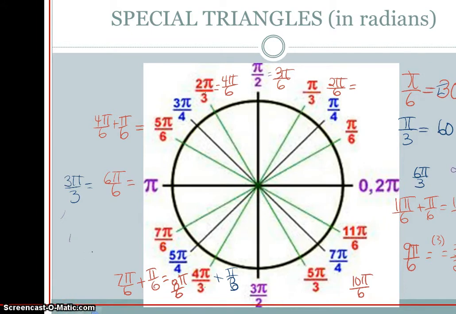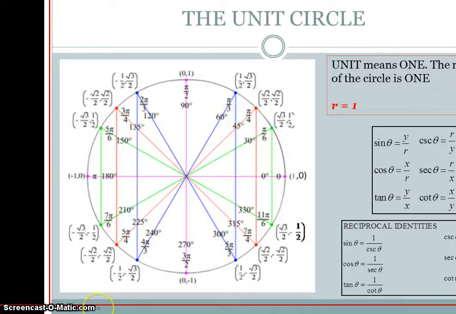So this is something that you should practice and kind of memorize where these units are. Make sure that you know the key ones. Pi over 6 is 30 degrees, pi over 3 is 60 degrees. Kind of the beginning one, pi over 4, was 45 degrees. So what we can do is we can use those special triangles that we learned in class with radius 1, and we can overlay them on the unit circle, which also has a radius of 1.